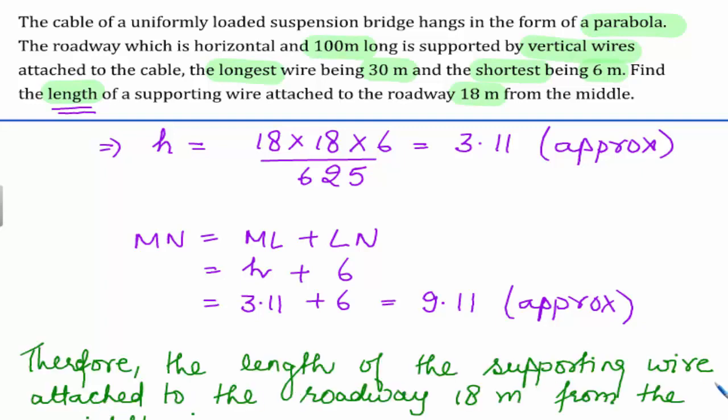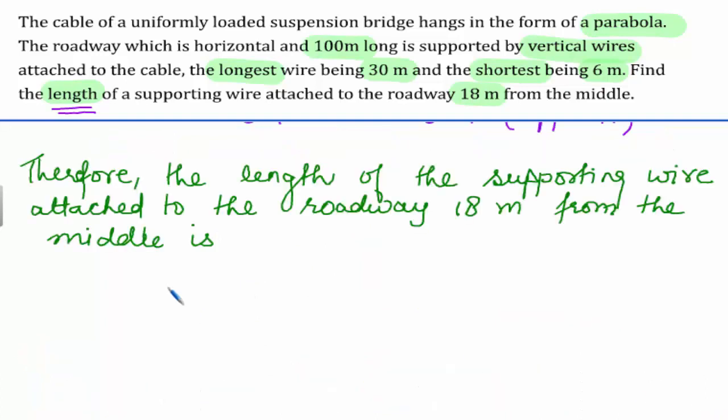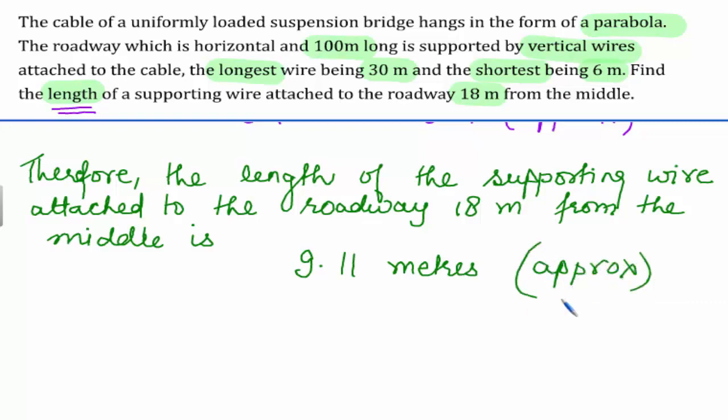Therefore, the length of the supporting wire attached to the roadway 18 meters from the middle is 9.11 meters approximately. This completes the solution.